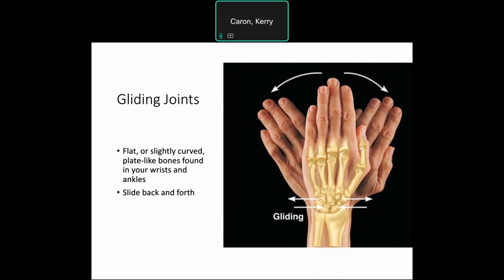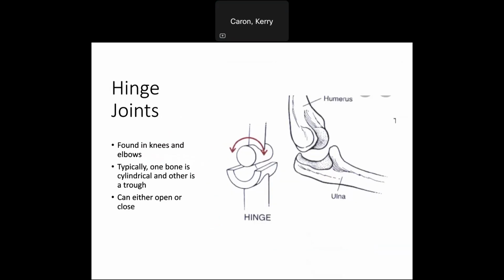So we'll go into those in depth, the motions. Gliding joints have flat, slightly curved, short, plate-like bones in your wrists and ankles. Those slide back and forth, gliding as if you're waving. Your hinge joint, just like it sounds, is knees and elbows. One bone is cylindrical, the other bone is kind of like a trough, and it opens and closes like a hinge.